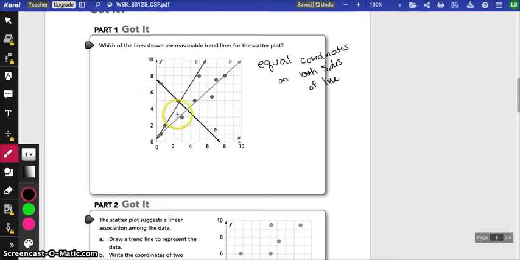Okay, so let's take a look at the lines they gave us here, option A, B, and C. This is a downward line, and our data is a positive correlation, so it's for sure not A. I'm going to write these out here. It's for sure not A. And then let's look at B. B is this line right here.